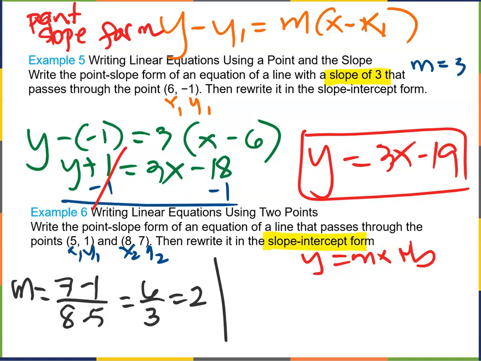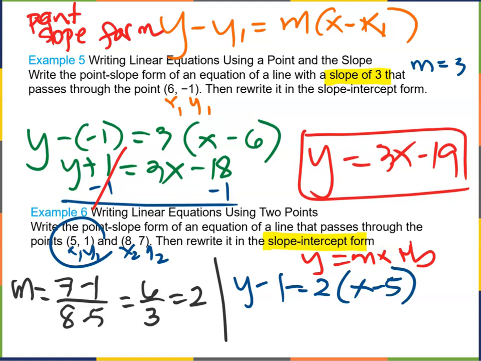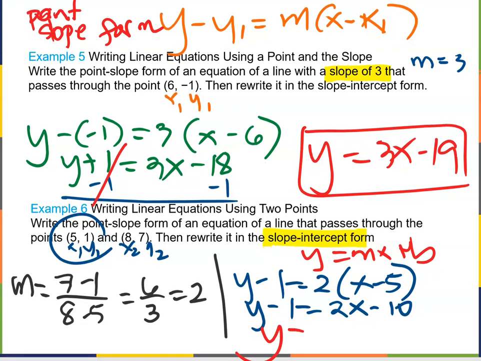Then use the point slope form. y minus y1, which is 1, equals the slope, 2, times x minus 5. So y minus 1 is equal to 2x, distributing, 2 times negative 5 is negative 10. And then if we add 1 to both sides, y equals 2x minus 9.